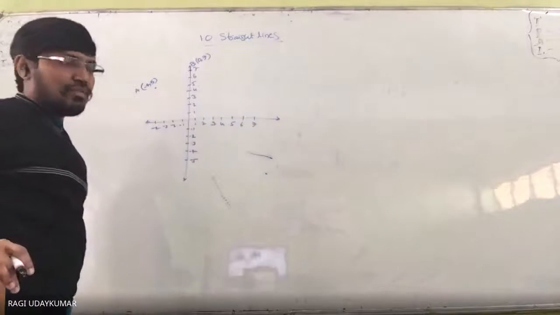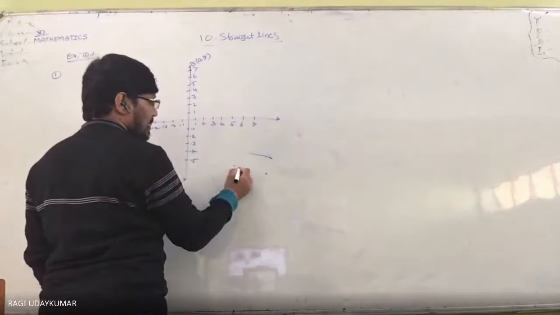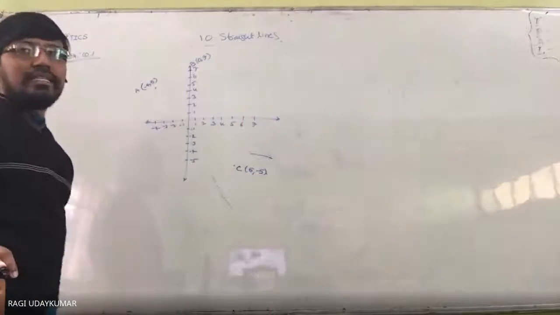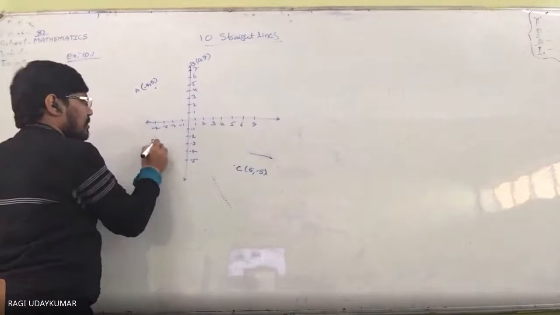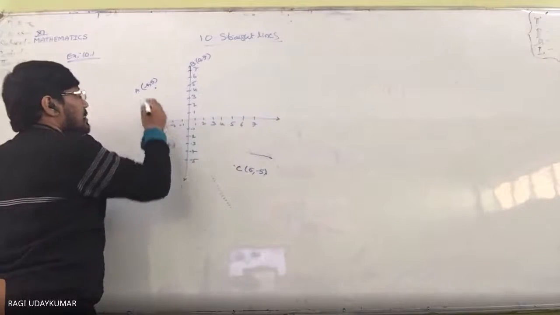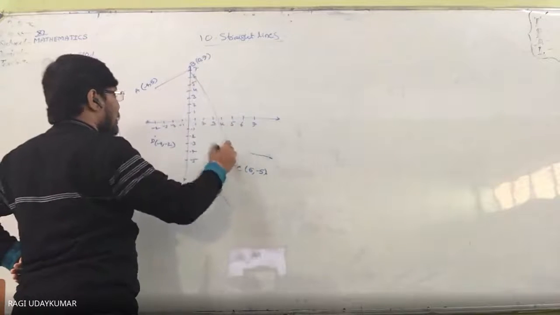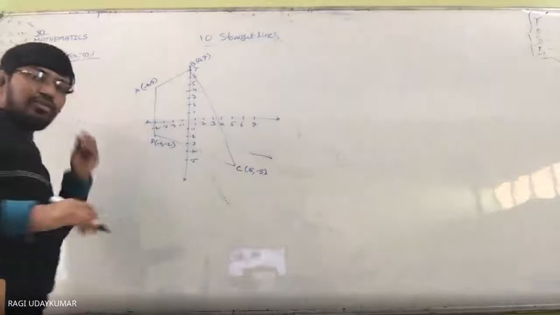Another point is 5 comma minus 5, here C. And the point D is minus 4 comma minus 2. These points you have to join. A quadrilateral we are going to get. This quadrilateral's area is what you have to find.